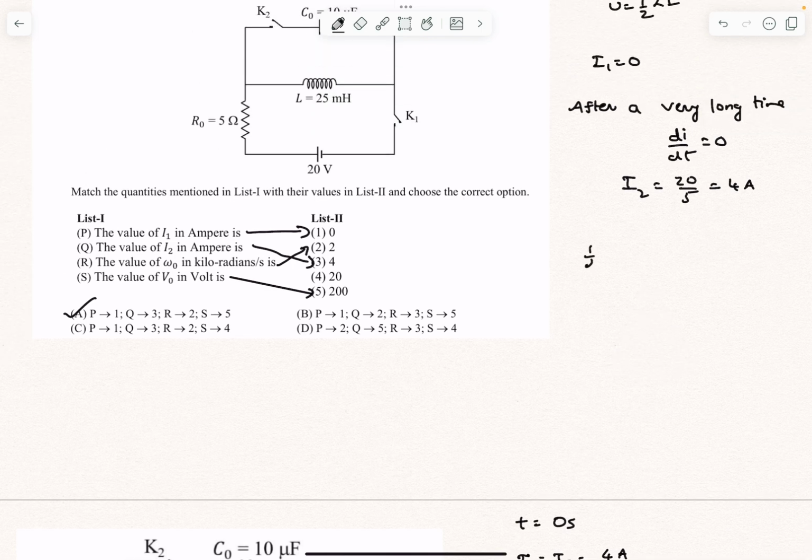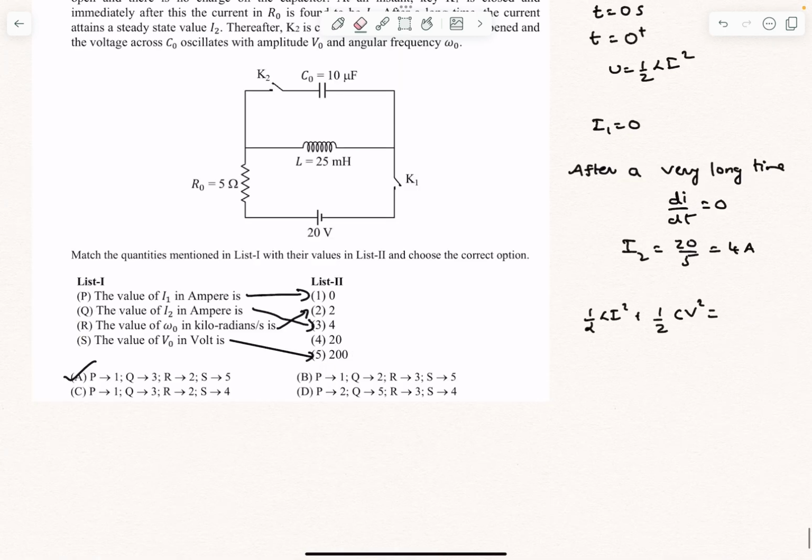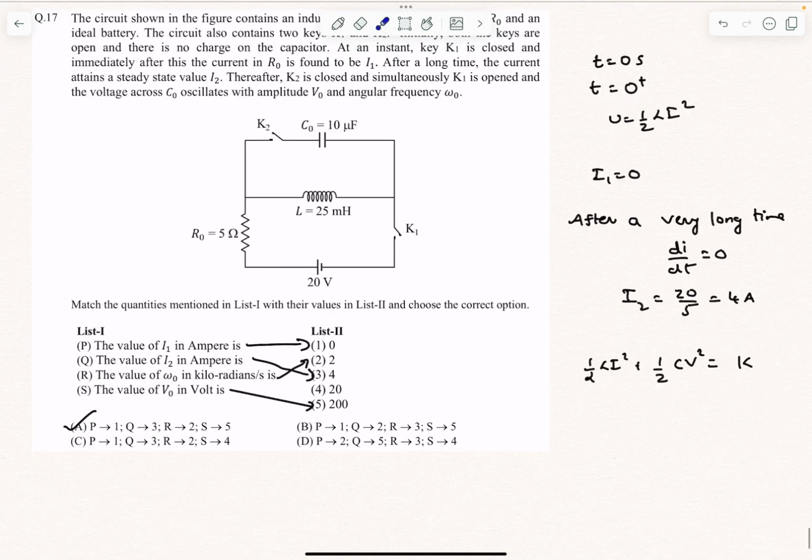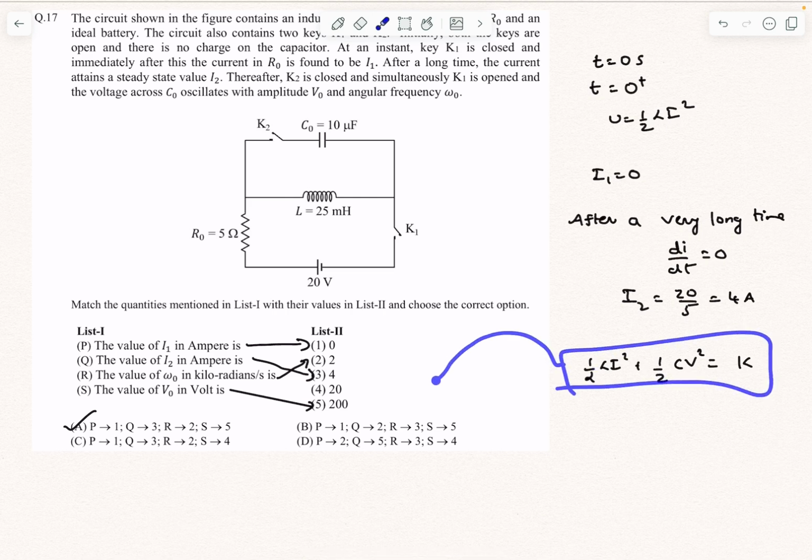Using energy, we can say half Li squared plus half Cv squared, which is the total energy of the LC circuit, is some constant K. So as the current decreases, the voltage across the capacitor will increase, and these will keep on oscillating. So this will directly give you the answer as 200 as well. But I wanted to discuss the differential route. So yeah, now let's move to the next question.